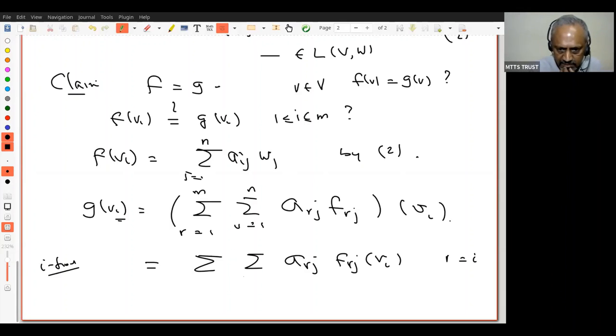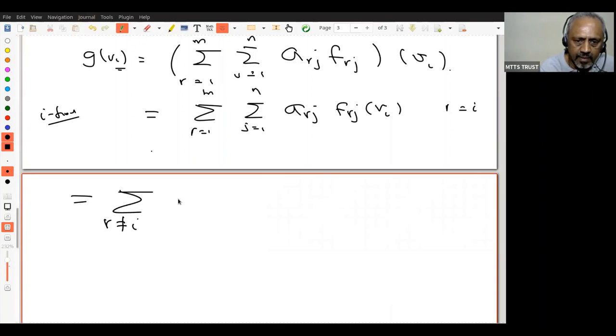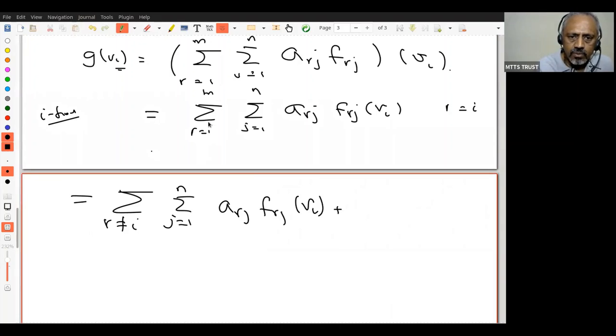You understand that? This is summation j equal to 1 to n, and this is r equal to 1 to m. Therefore, when r is different from i, this term is 0, right? If you are second year students, maybe a good idea to write it separately. This I will write as r not equal to i and j equal to 1 to n, a_rj f_rj v_i, plus when r equal to i, that is going to be only one term, that is a_ij f_ij acting on v_i. Do you understand this? This is one term.